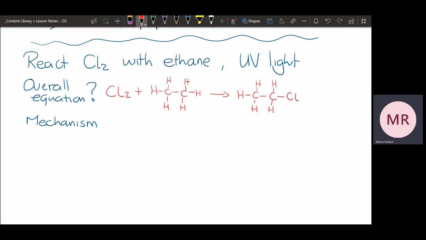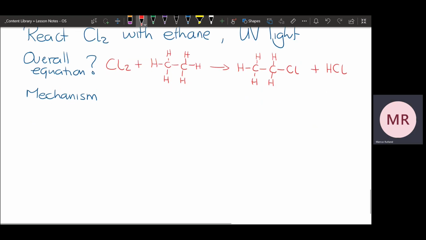So always just predict that one hydrogen is replaced with a halogen, and the hydrogen that's knocked off hooks up with the other halogen atom to make the hydrogen halide. And then the mechanism, you might as well label the steps. So let's start with initiation.